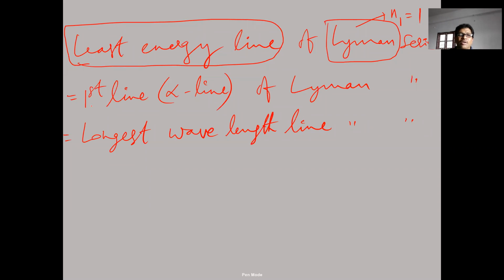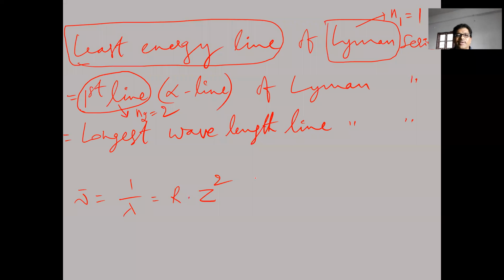Now we have to understand the first line of the Lyman series. The N1 value of the Lyman series is 1. First line means the electron must be coming from the second orbit, so the N2 value should be 2. First line of the Lyman series means the electron goes from the second orbit to the first orbit. So N2 should be taken as 2. Now what is the formula? Nu bar, that equals 1 by lambda, that equals R into Z square into 1 by N1 square, which is 1 square, minus 1 by N2 square, which is 2 square.